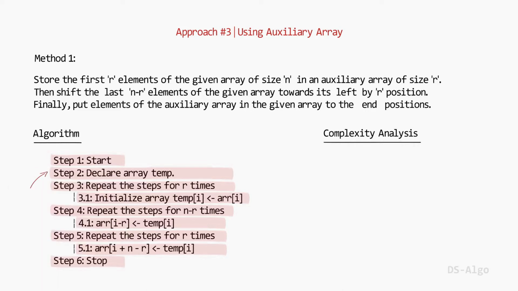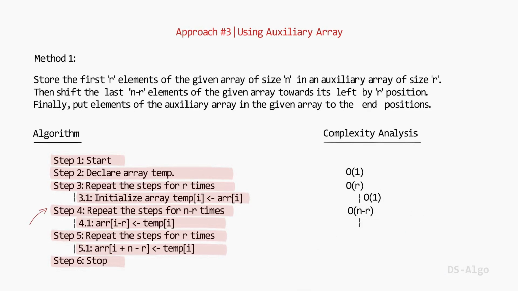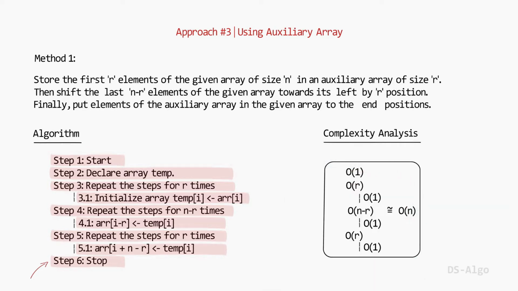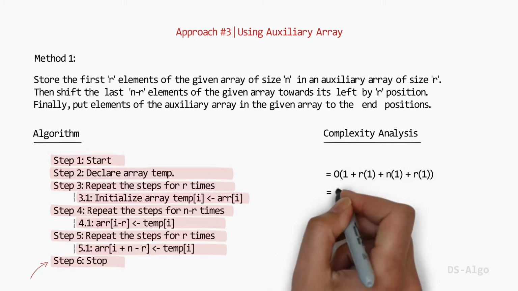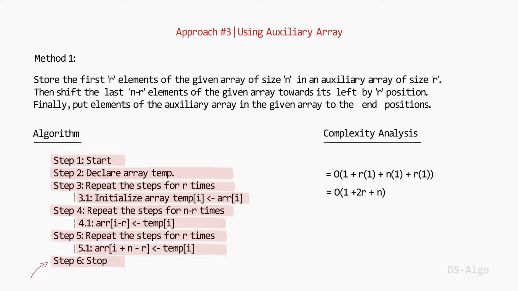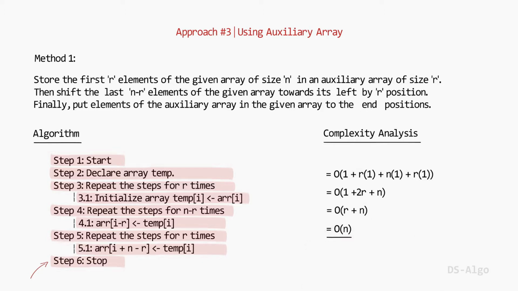Let's find the time complexity of this algorithm. First of all, we analyze the time complexity of each step and add them together to get the final time complexity. If n is very large, then n-r becomes n. Let's combine the individual step time complexities together to find the algorithm time complexity. Dropping the constant time, that is big O of 1, and 2 as it is a constant. If n is very large, then r plus n becomes n. This big O of n is the time complexity of this algorithm.